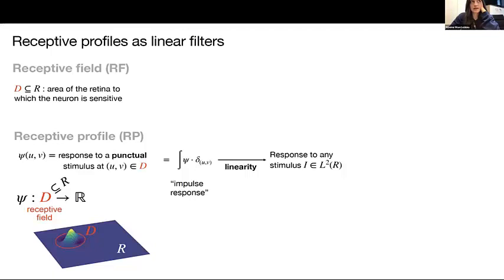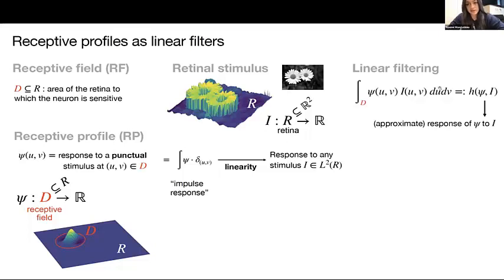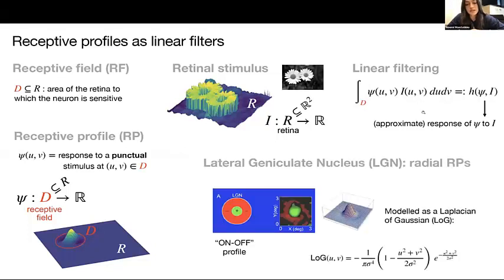Actually, there are classes of cells in the visual pathways that are shown to behave like a linear functional on a visual stimulus, so that from the impulse response we can infer the response of the cell to any visual stimulus that we can model as a function defined onto the retina. This integral can be written not only for functions that are deltas, but for any function in L2 of the retinal plane, so that we obtain a linear filtering that is simply the integral of the receptive profile of the cell against the image I. This linearity property is found, for instance, in the lateral geniculate nucleus, which is the most important subcortical structure of the visual pathways.